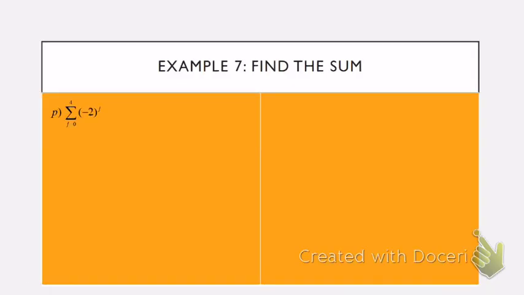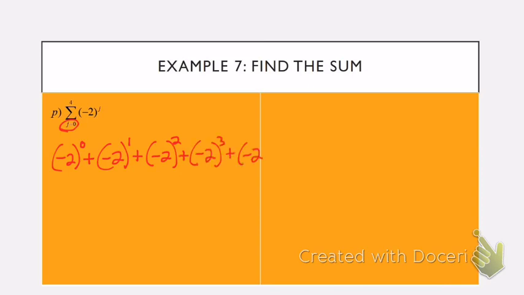In this next example, I need to plug in 0 because that's my lower limit for J. Then I need to plug in 1. Then I need to plug in 2. Then I need to plug in 3. And last, I have to plug in 4.